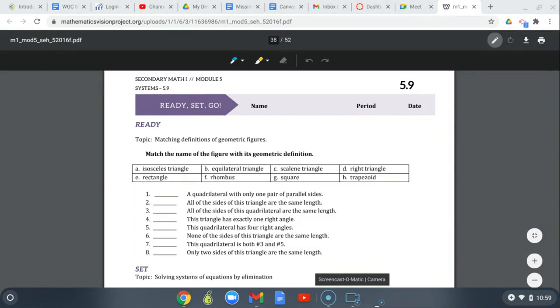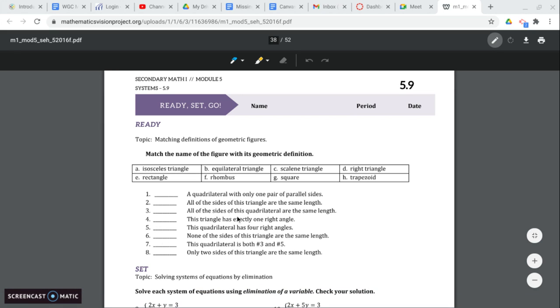All right, so for this first part, we're matching the name of the figure with its geometric definition. So we are going to look at 3, 5, and 8. On 3, all of the sides of this quadrilateral are the same length. So for this one, a rhombus has the key feature that all of its sides are the same length, and it's a quadrilateral. So 3 is F.